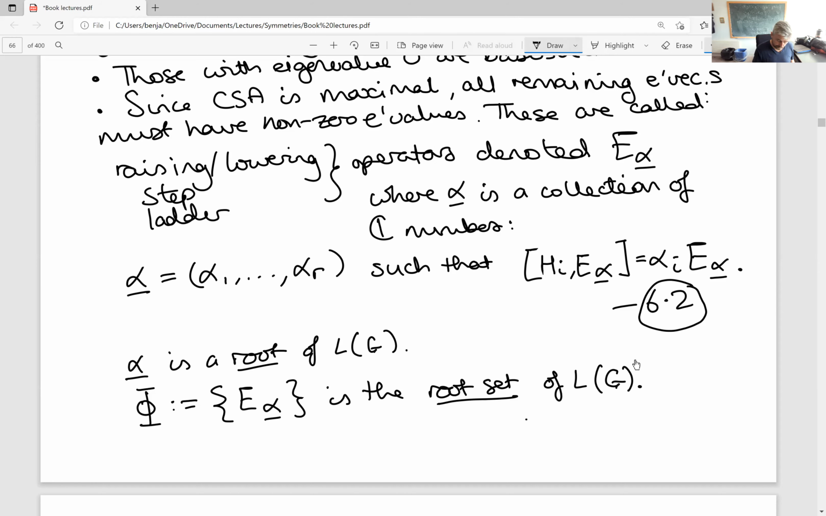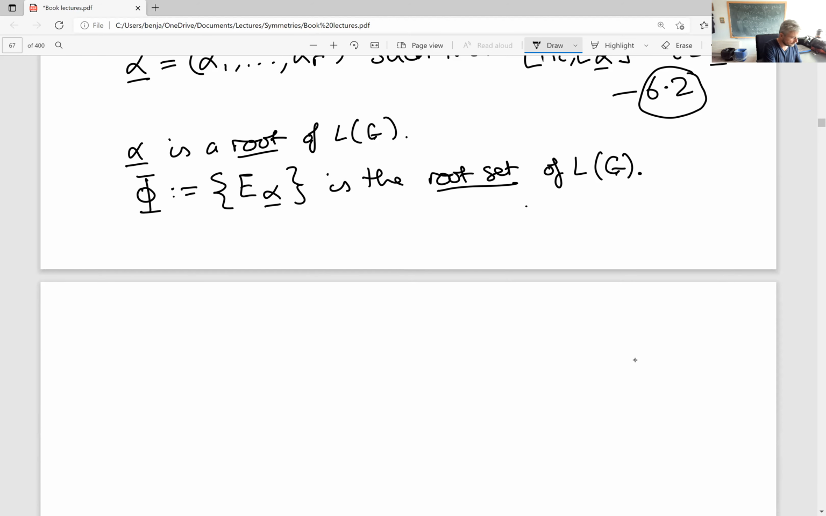Okay, so we have this important equation 6.2, which tells us what the Lie bracket of a basis element of the Cartan subalgebra acting on one of the roots in the root set of the Lie algebra gives us. All right, so a general element of the Cartan subalgebra, of course, is just some linear combination of these basis elements.